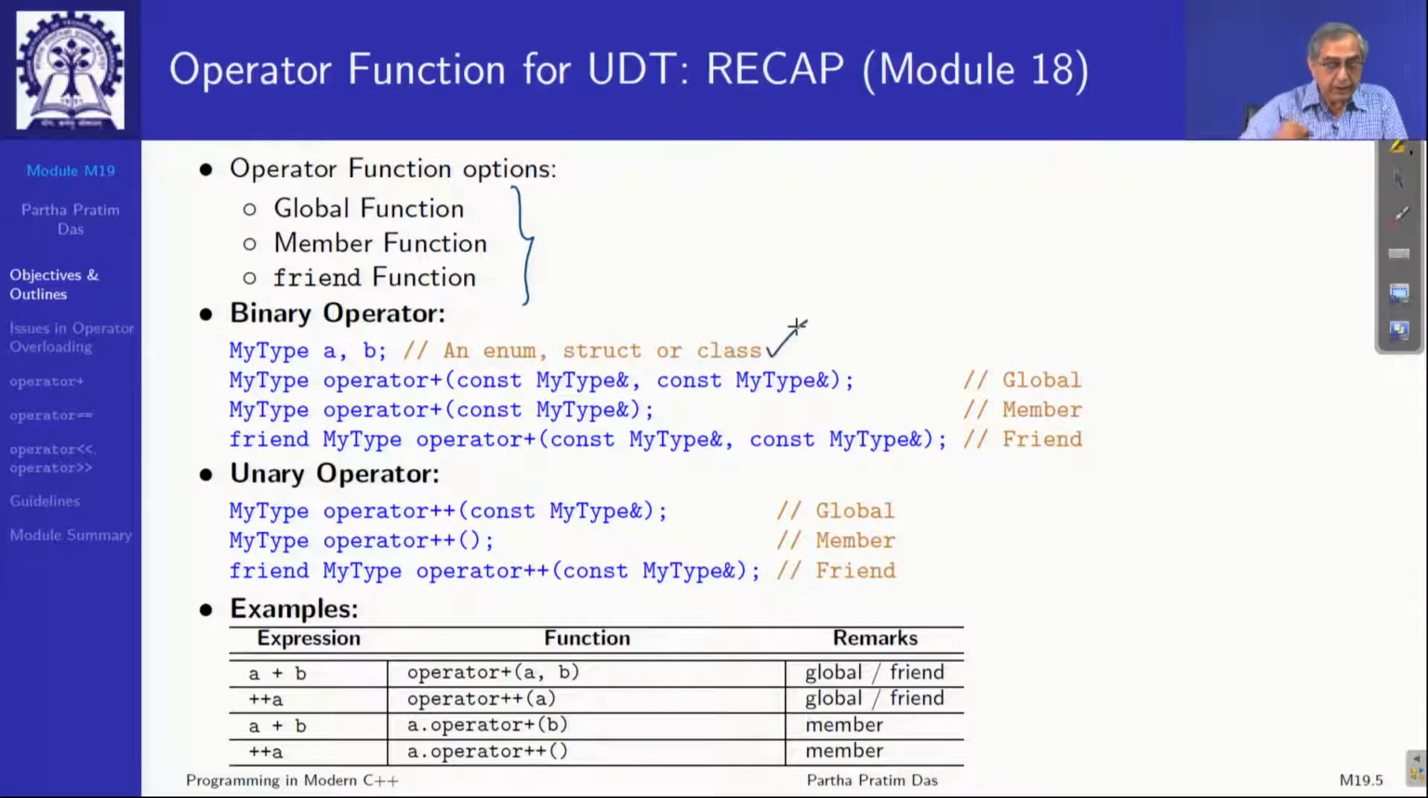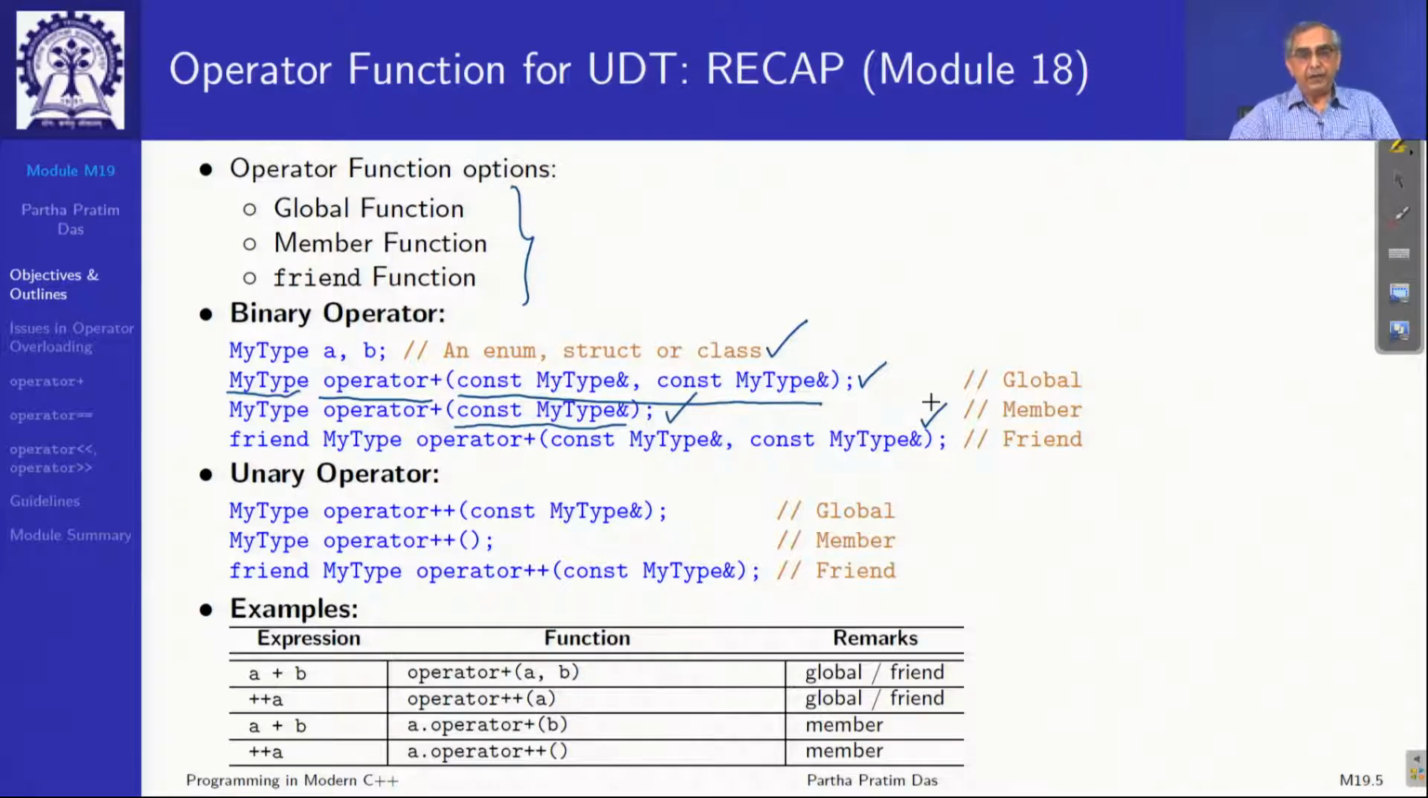So, if A and B are of my type, where my type is some enum, struct or class type, then I could write the operator function, say for operator plus, which takes 2 parameters left and right and returns me the final result. I can use a member function of the my type class, and in that case my operator function takes only one parameter, which is the right argument, because the left argument is the implicit parameter, which is the object on which this operator is being invoked.